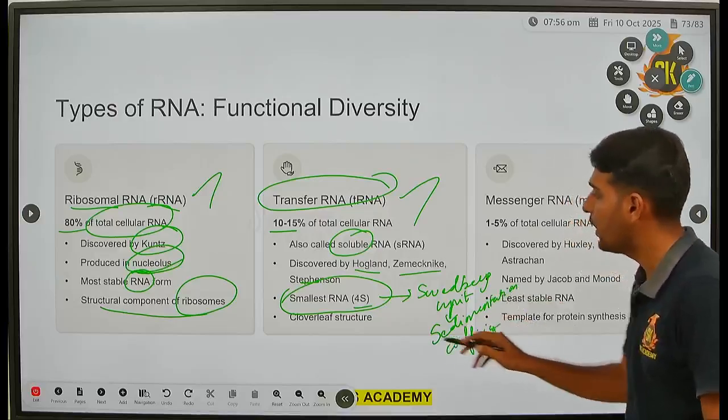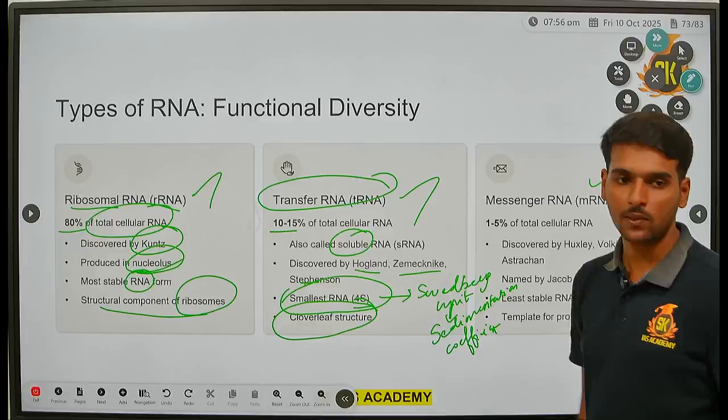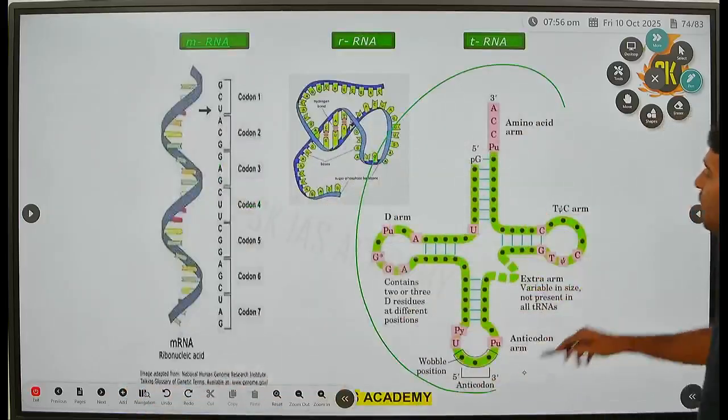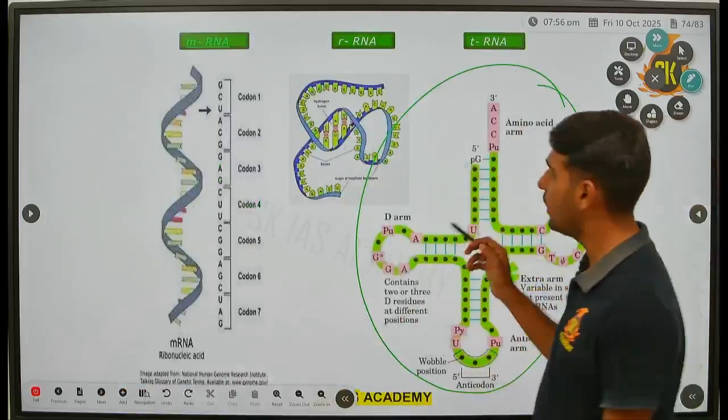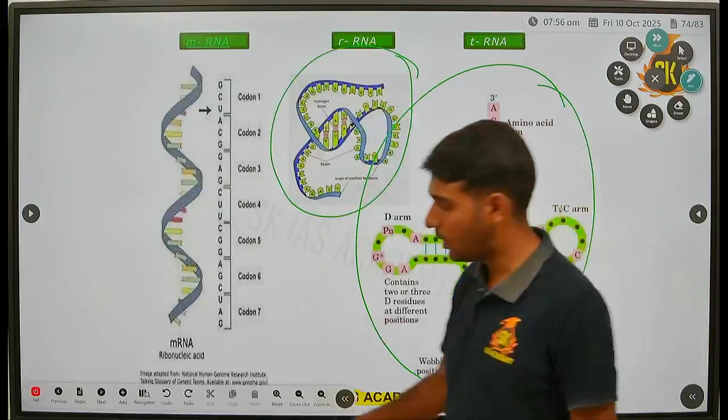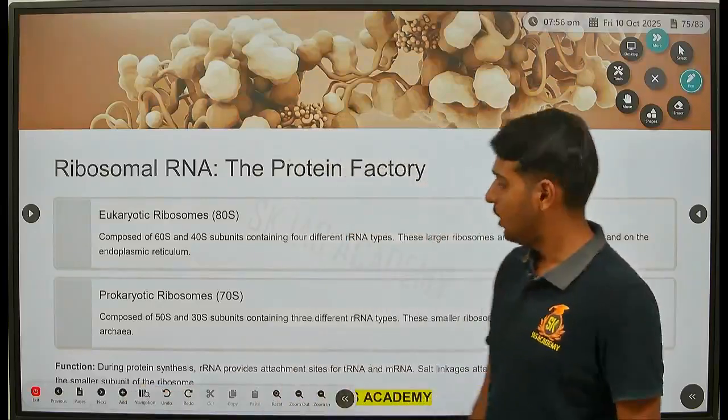Okay, it has a clover leaf structure. What is a clover leaf structure, sir? This is a clover leaf structure. This is your tRNA. This is your rRNA. Okay, got it?